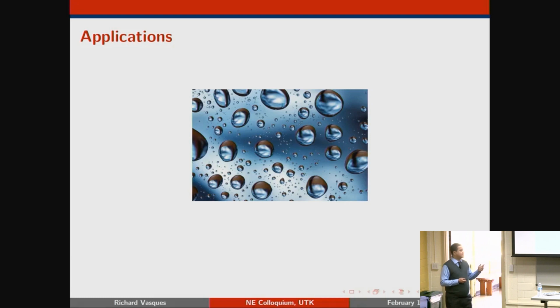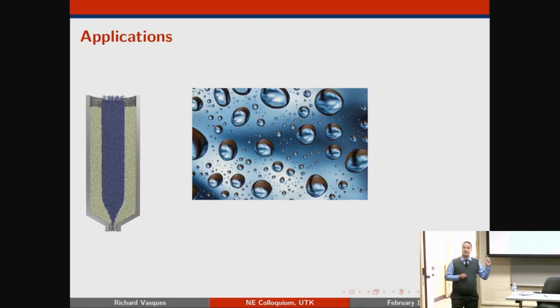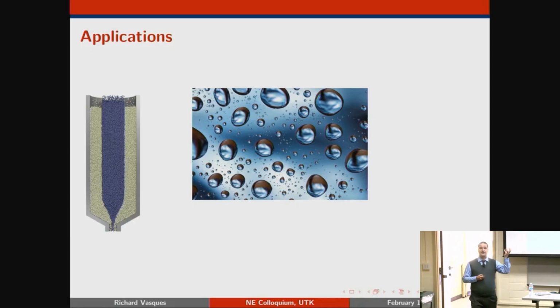Where are the applications for this? Water droplets in a cloud is the one that I used to make this example. But as you can see, when we move into the nuclear area, this is also the kind of system you have in a pebble bed reactor. Instead of water droplets, you have fuel pebbles. Instead of air, you have a coolant gas, say helium. And you have some sort of granular flow going through the system.